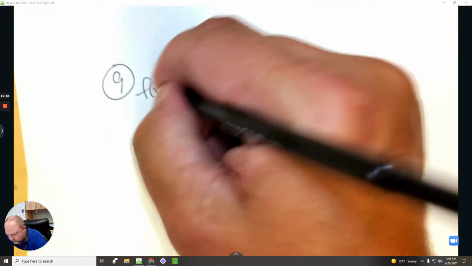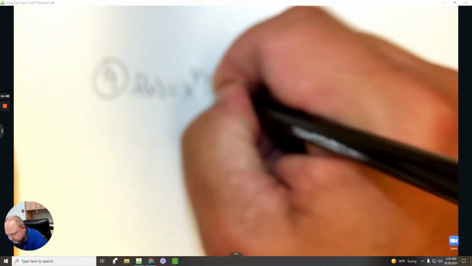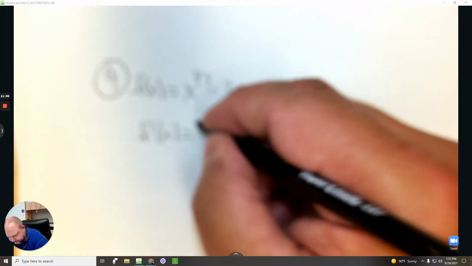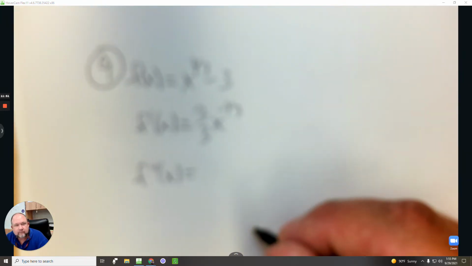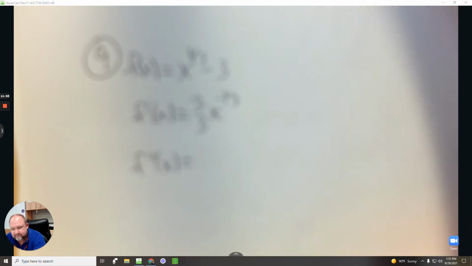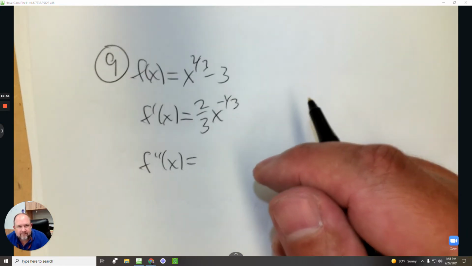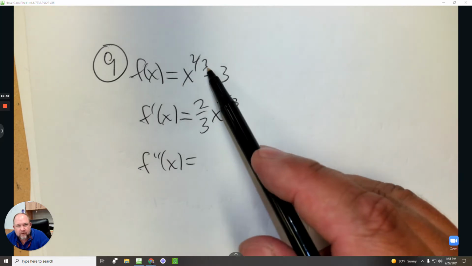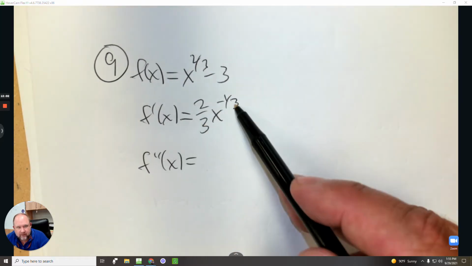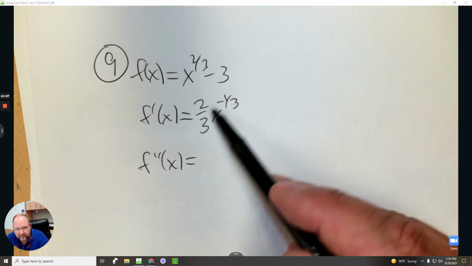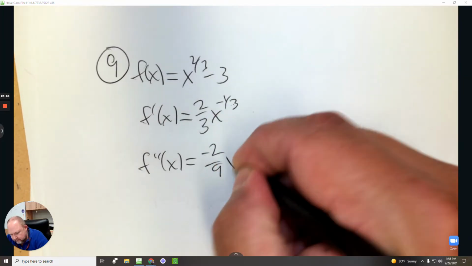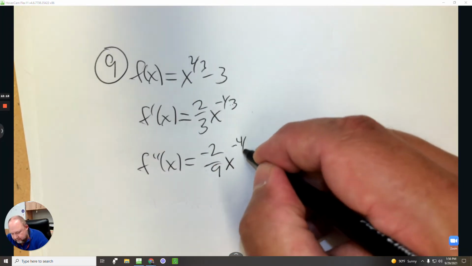Number 9. The first derivative and the second derivative. It's blurry. See if I can clear it up. So 2/3 times 1 in front, subtract 1. The derivative of negative 3 is 0. Negative 1/3 times 2/3, multiply the tops and the bottoms. And then subtract, and you get negative 4/3.